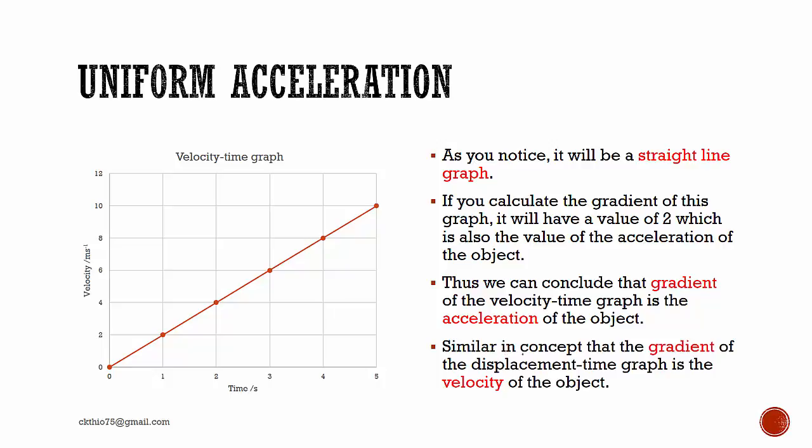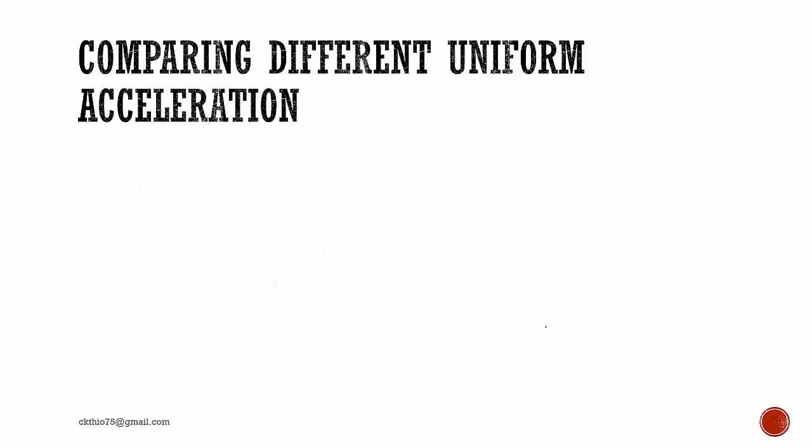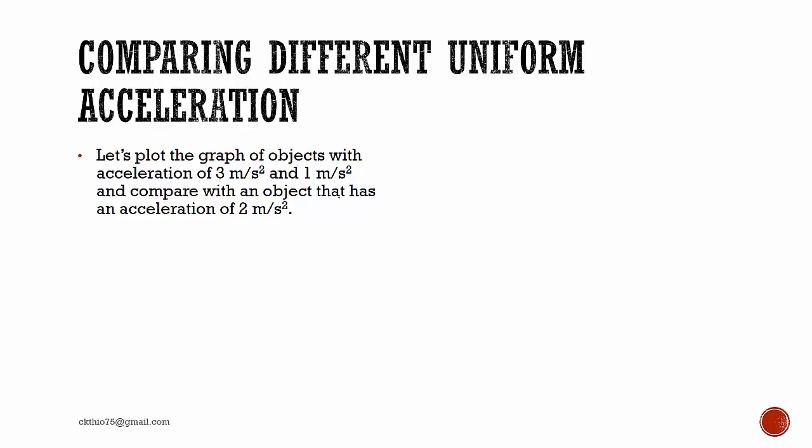If you recall, it's similar in concept: the gradient of the displacement time graph is the velocity. But this time, when we talk about the velocity time graph, the gradient is the acceleration. So right now let's do a comparison with different uniform accelerations. Similarly, let's plot the velocity time graph of the object with acceleration 3 and 1, to compare to 2. And we look at the difference between the gradients of the accelerations.